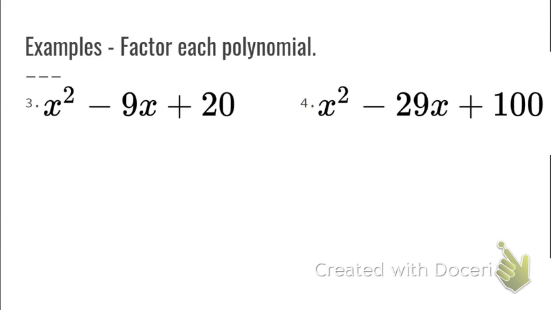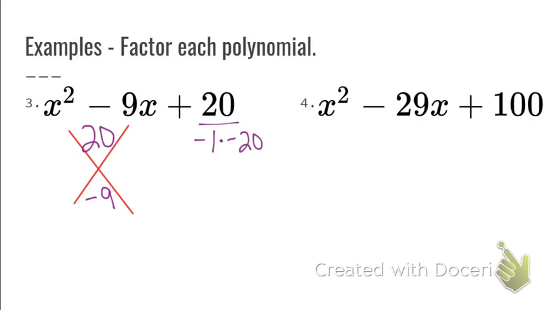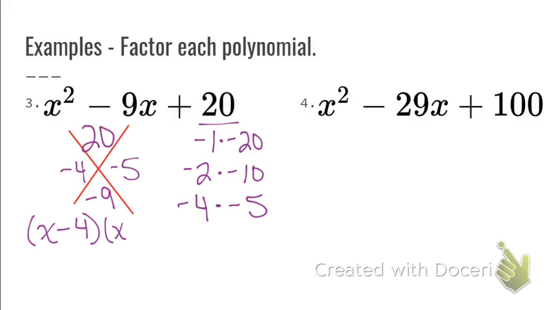All right, we again have 6 total examples today, so let's move on to 3 and 4. For number 3, we're trying to multiply to positive 20, add up to negative 9. So you might not need to write out the factors if you have that list handy to look at. Which one of these pairs is going to add up to a negative 9? Well, that would be negative 4 and negative 5. So x minus 4 times x minus 5.